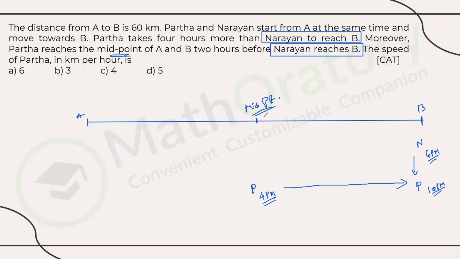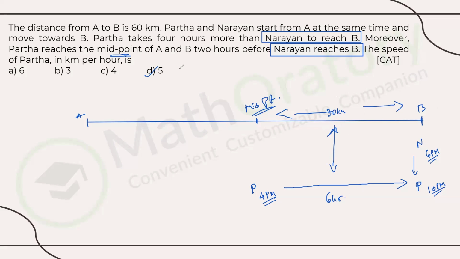Now, since this is the midpoint and the total distance is 60 kilometers, this segment should be 30 kilometers. So Partha covers these 30 kilometers in 6 hours, meaning the speed is 5 kilometers per hour. Oh, nice. Very simple question, right? Correct.